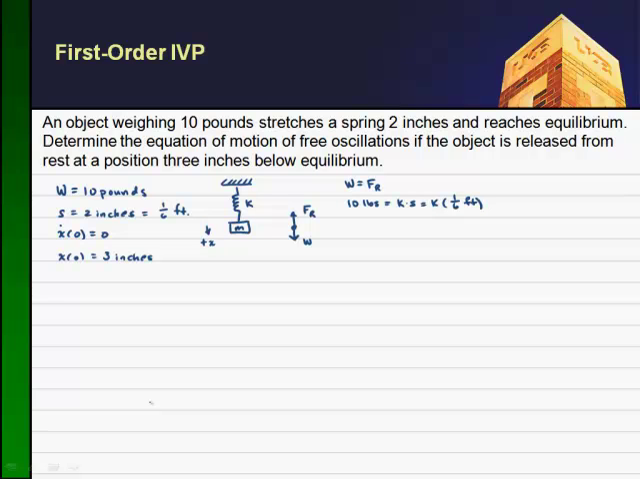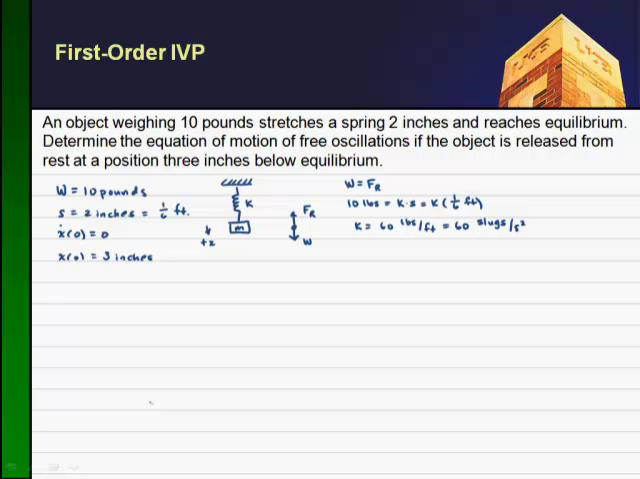Now drop the units soon. I find that k is 60 pounds per foot. You can think of a pound as a slug foot per second squared, so the feet will cancel and we'll end up with 60 slugs per second squared.